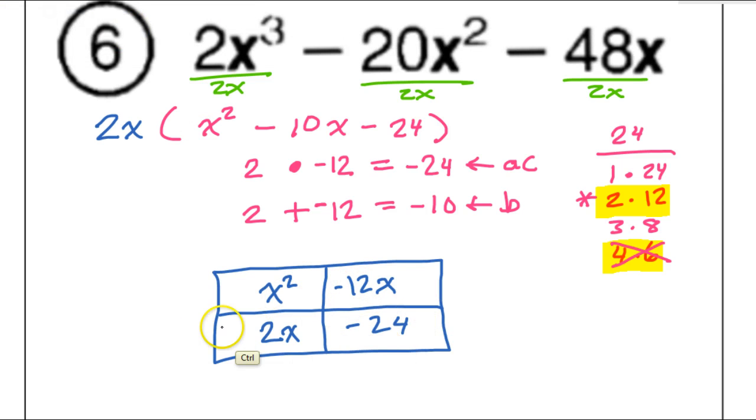Next, we need to do the GCF of the rows and columns. So the GCF of the top row is going to be x. The GCF of the bottom row is going to be 2. Okay, the GCF of the first column is x. And the GCF of the second column, well, both of these are divisible by 12, but let's go ahead and call it -12 since the first term is negative.